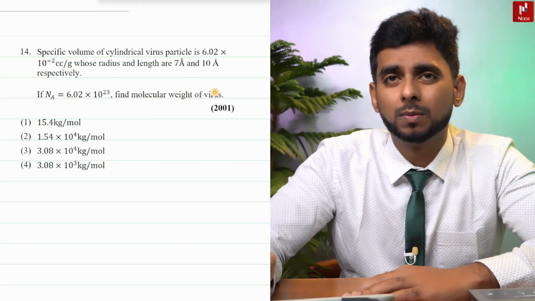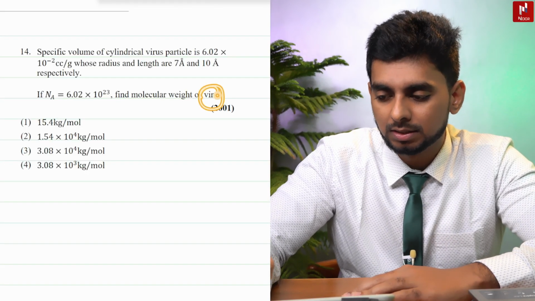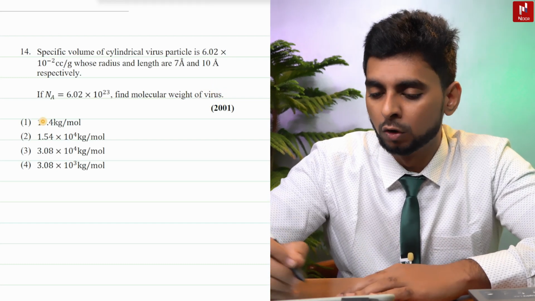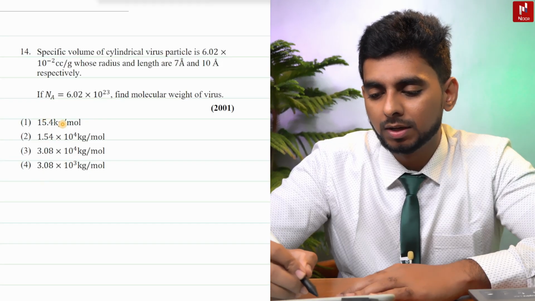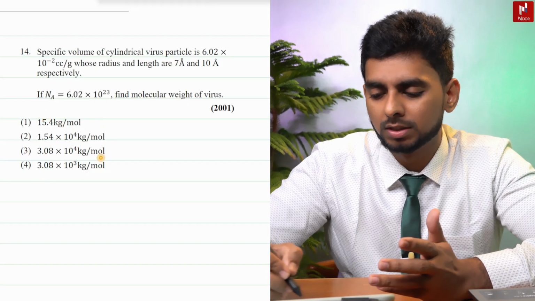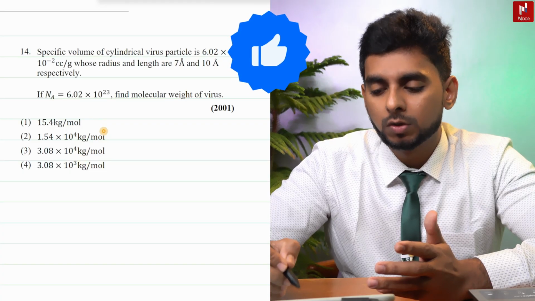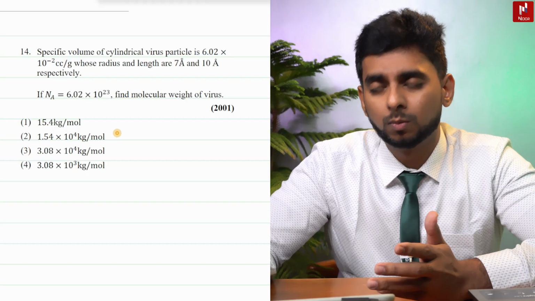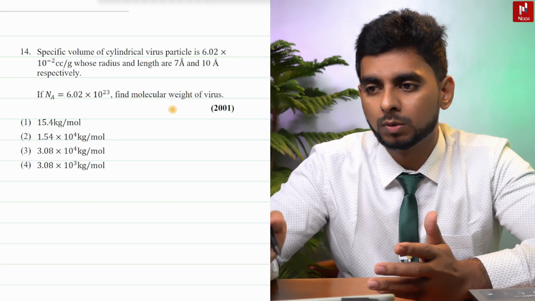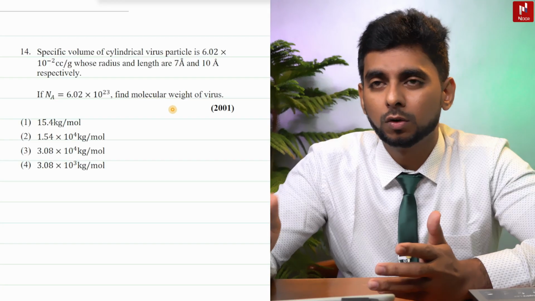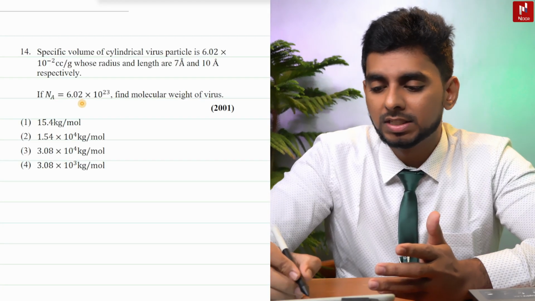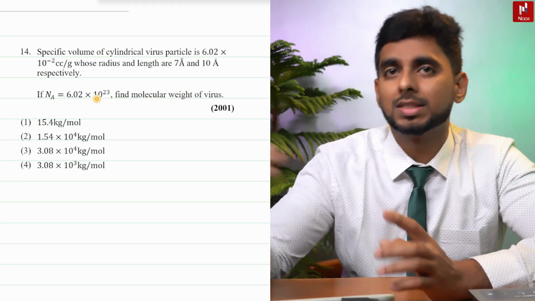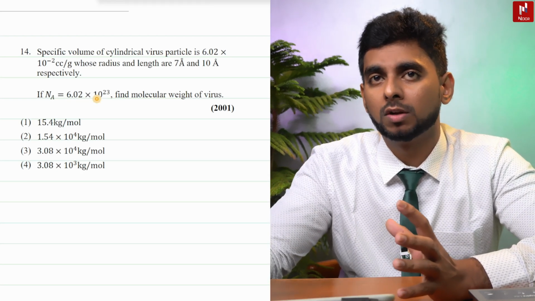So what is meant by molecular weight? If 1 mole of this virus exists, then what will be the weight of that virus? That's what I need to get over here, for the 1 mole. If you look at the options, they have given 1.5, 15.4 kg per mole and so on. Now to get the 1 mole molecular weight of the virus, I'll first have to figure out the weight of one virus. If I know the weight of one virus in grams, and I multiply it with the Avogadro number, 6.02 into 10 power 23, you will end up getting the molecular weight of that virus.